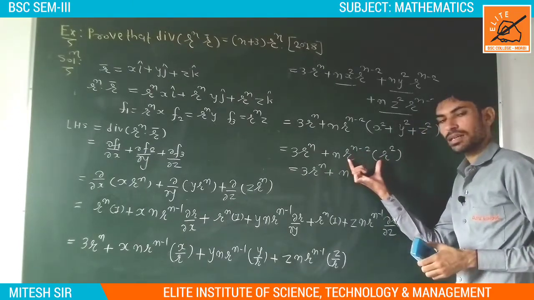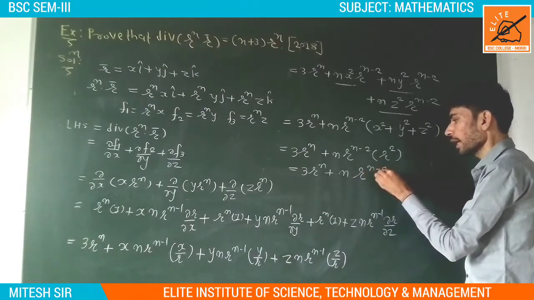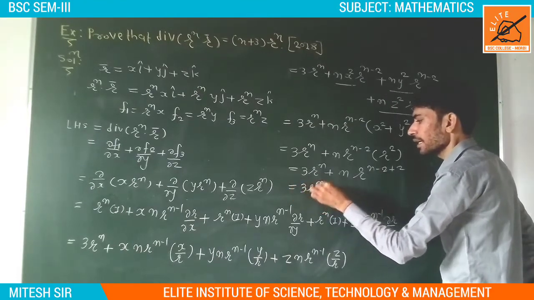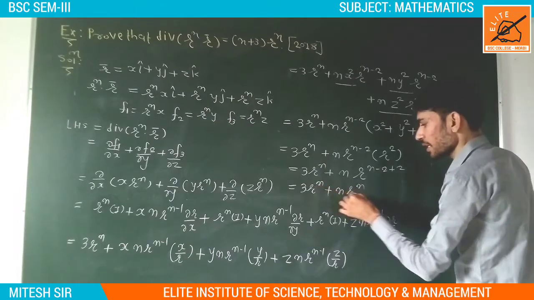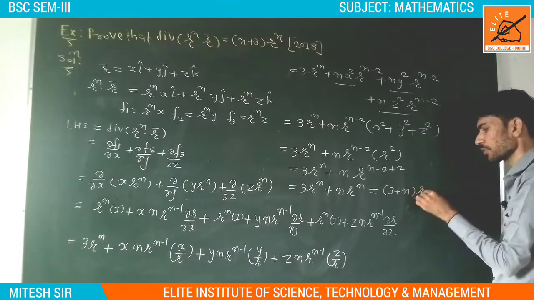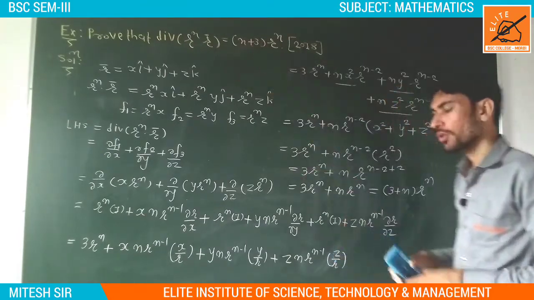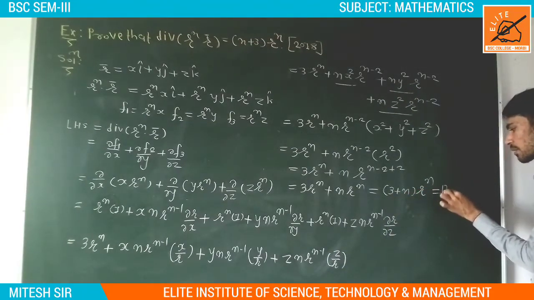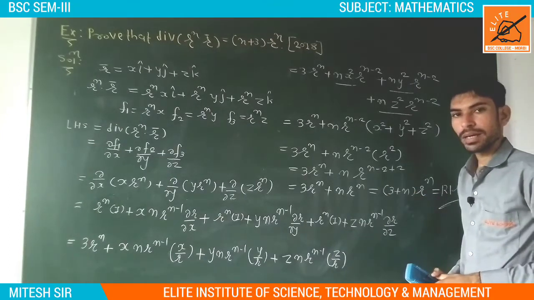Friends, when the bases are the same, the powers get added, that means r raised to n minus 2 plus 2. So here remains 3r raised to n plus n r raised to n. Here take r raised to n common, so remain 3 plus n into r raised to n, and this is nothing but our answer, n plus 3 into r raised to n. So n plus 3 or 3 plus n into r raised to n. This is nothing but our RHS side. So this is the proof of our example.